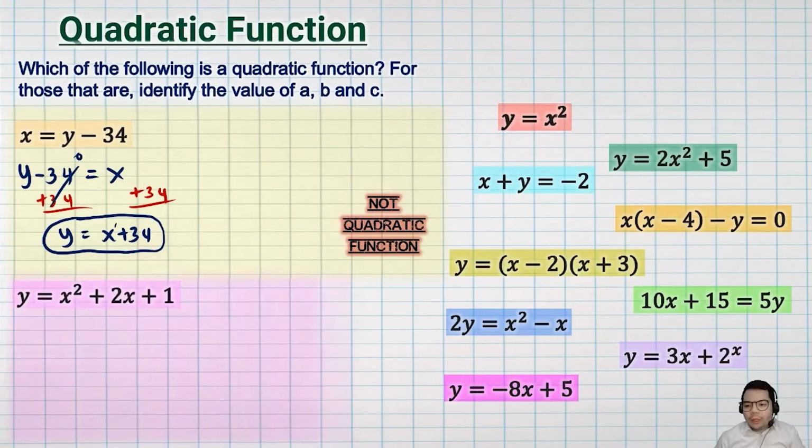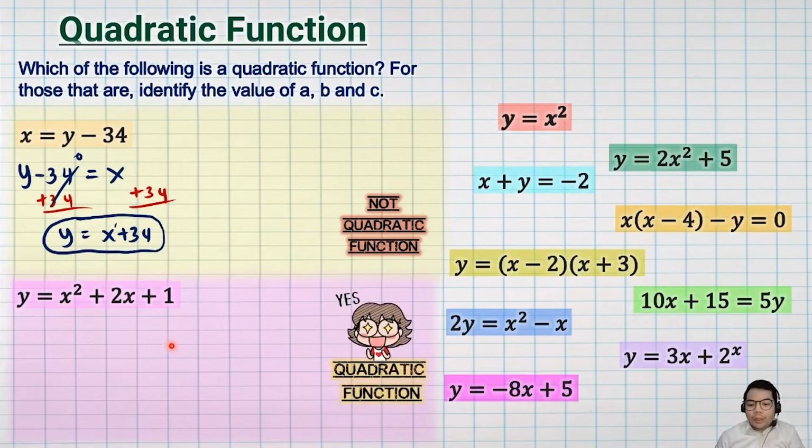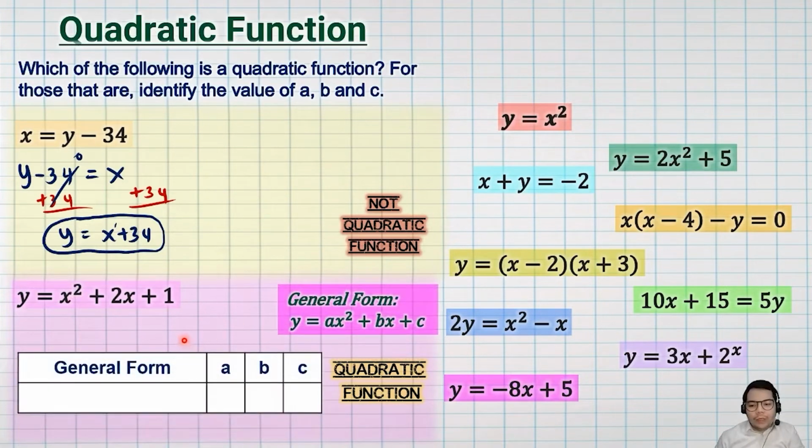For example, this one. Y is equal to x squared plus 2x plus 1. So I think malapit na sa general form or nasa general form na ang given equation natin na ito. So, is this a quadratic function? The answer is yes. This one is a quadratic function. The highest degree of x is 2. Yan. So, highest exponent ng x ay 2. Kaya siya quadratic function. At dahil quadratic function siya, we have to identify the values of a, b, and c.